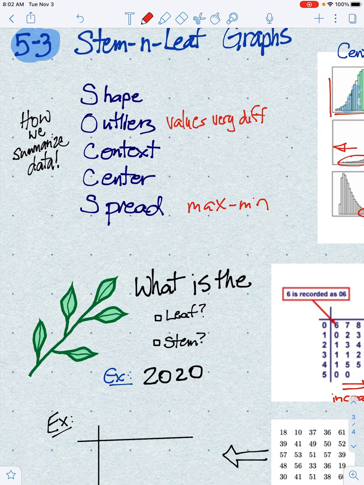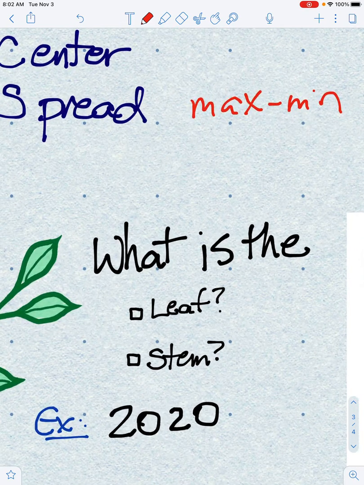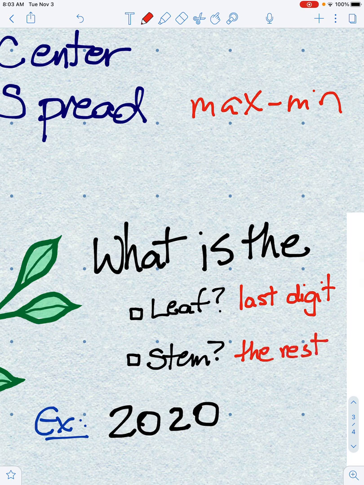All right. So what is the leaf? What is the stem? Important that you have this down. The leaf is the last digit, and the stem is the rest of the number. So if I look at the year that we're in, 2020, this would be the leaf, and then the rest of it, 202, would be the stem.